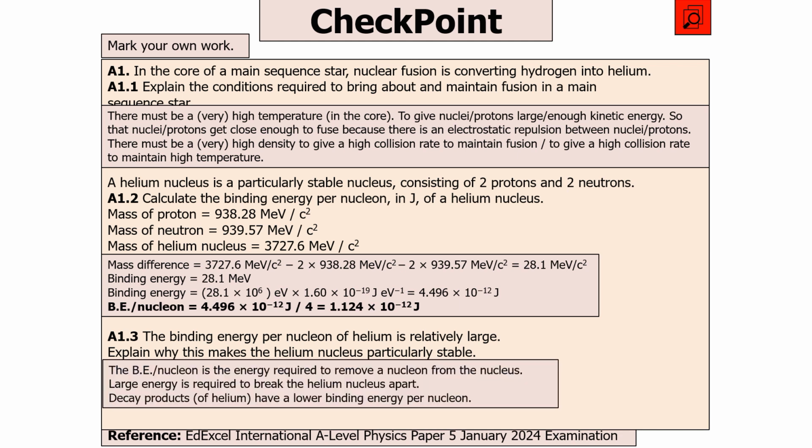Now the large binding energy per nucleon means that the energy required to remove one nucleon from the nucleus is very large, so very large energies are needed to break apart this helium nucleus, so therefore it's very stable. Now the decay products have a lower binding energy per nucleon, which means that it's less stable because you need less energy to separate it apart.